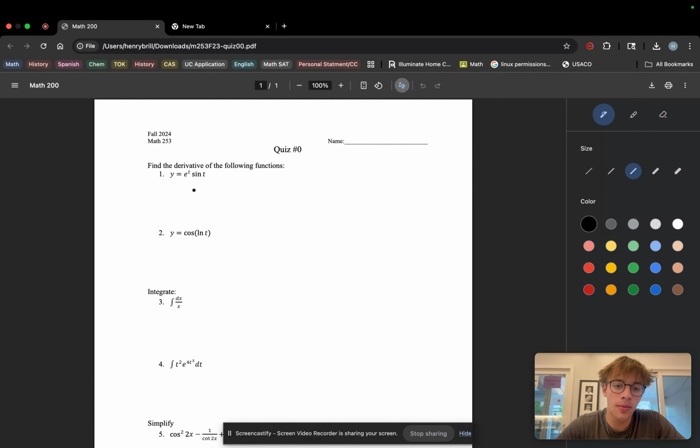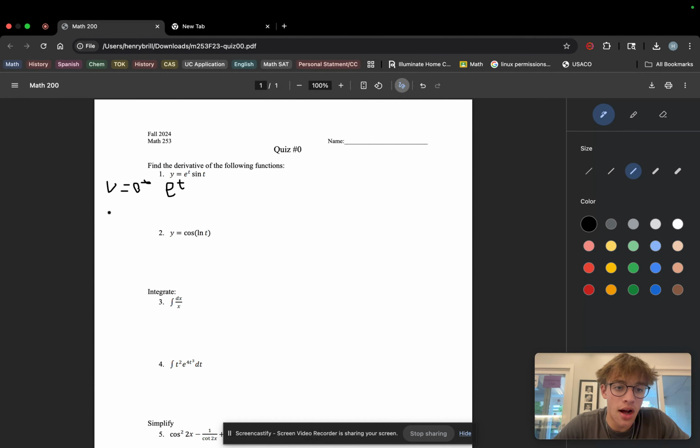So for the first problem, when doing the derivative of this, you have to do the product rule. So 1 prime 2 plus 2 prime 1. So 1 in this case is e to the t. Sorry, I'm running with a trackpad, so it's not going to be very pretty. But yeah, it's e to the t. The derivative of that is the same, e to the t. So that's 1 prime. That's 1.